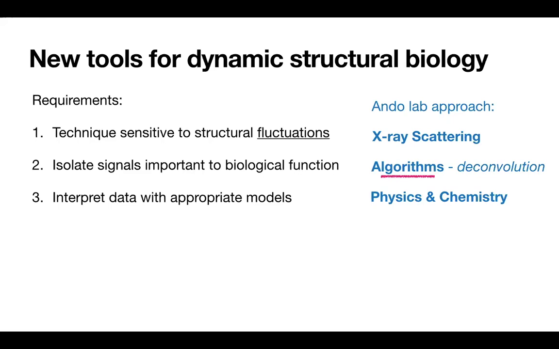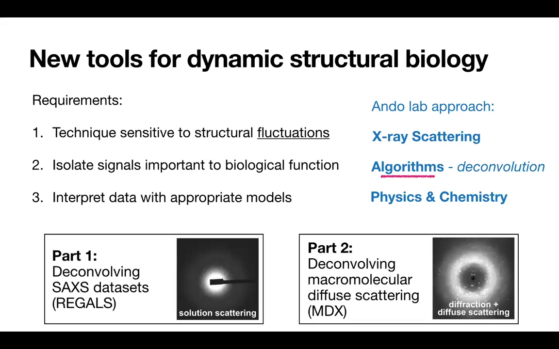Okay, so this is a talk for SBGrid. So all of you are interested in software. And so I'm actually going to spend a little more time talking about algorithms than I maybe normally would in a talk like this. So this will be fun. The first part is going to focus on small angle scattering, so scattering from proteins in solution. The second half will be about diffuse scattering, so this is scattering from crystals.